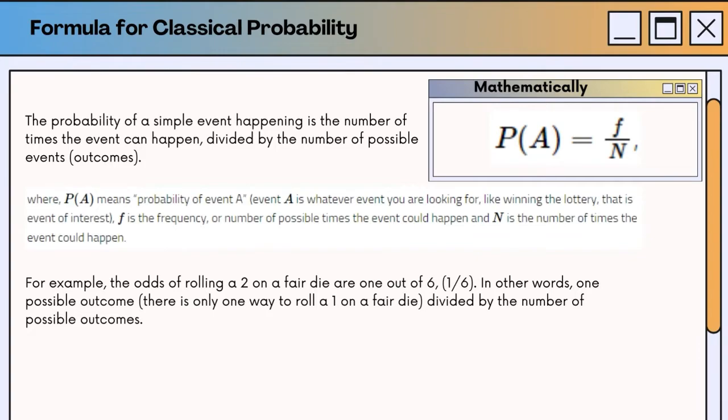For example, the odds of rolling a 2 on a fair die are 1 out of 6. In other words, there is only one way to roll a 2 on a fair die, one possible outcome, divided by the number of possible outcomes.